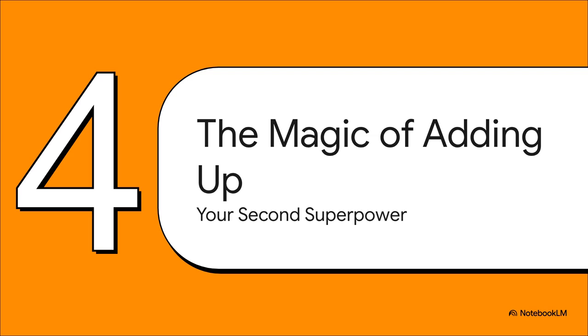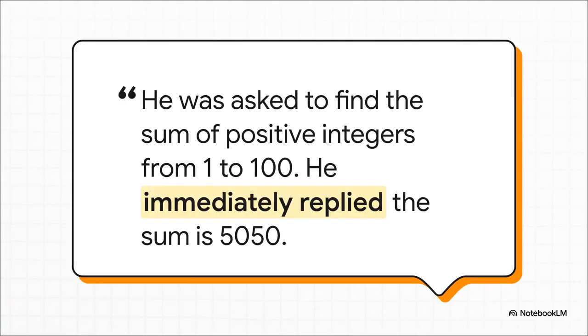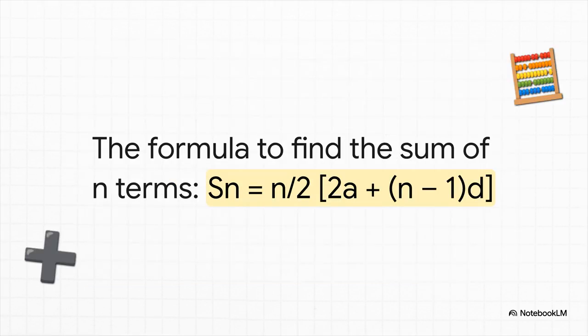Now, the magic of adding up. Your second superpower. What if we need to add up a long list of numbers in an AP? Again, adding one by one is too much work. There is a magical shortcut for this too. This method is so clever, it was discovered by the great mathematician Gauss, and he figured out how to add numbers from 1 to 100 in seconds when he was only 10 years old. Imagine that.